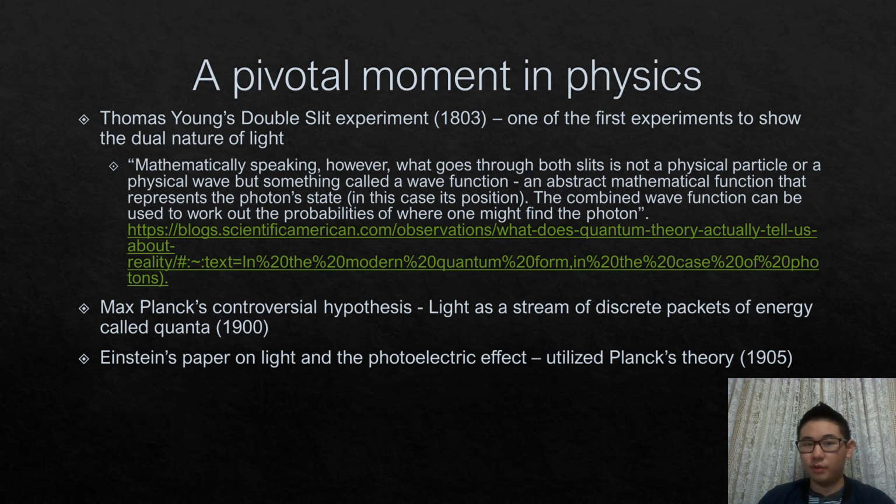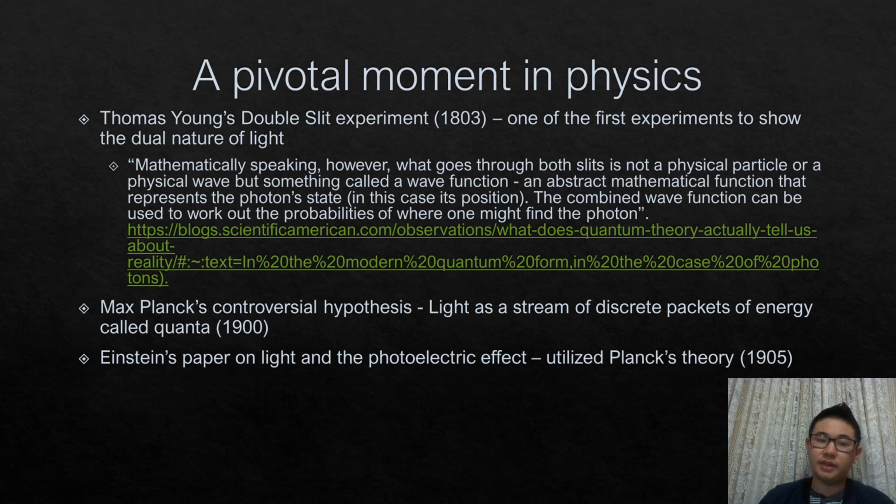Mathematically speaking, this is a quote: "Mathematically speaking, what goes through both slits is not a physical particle or physical wave, but something called a wave function, an abstract mathematical function that represents the photon state, in this case its position. The combined wave function can then be used to work out the probabilities of where one might find the photon." And this is all from firing one photon through the slits. It produces an entire range of where that photon could be, which is the interference pattern.